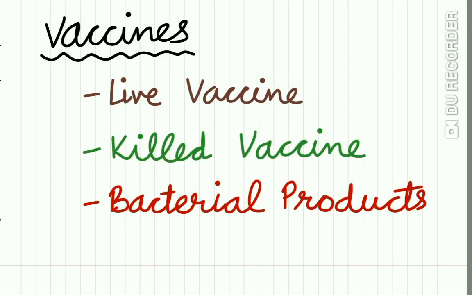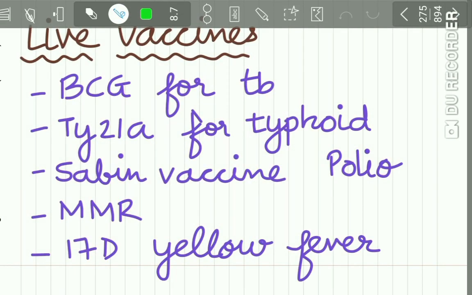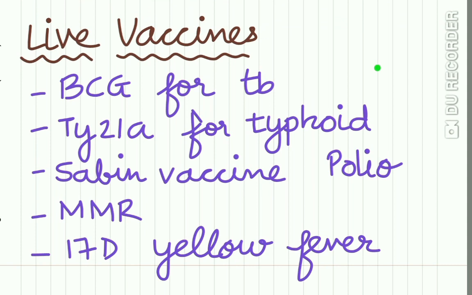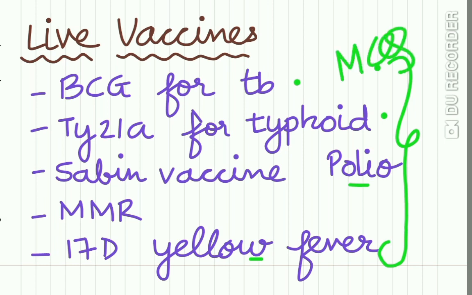Now, the vaccines are of three types: the live vaccine, killed vaccine, and the bacterial products. The live vaccine examples are BCG, which is used for tuberculosis, TY21A used for typhoid, Sabin vaccine, which is used for poliomyelitis, MMR used for measles, mumps and rubella, and 17D, which is used for yellow fever. So you should remember the names of these live vaccines, because it is mostly asked in your exams.